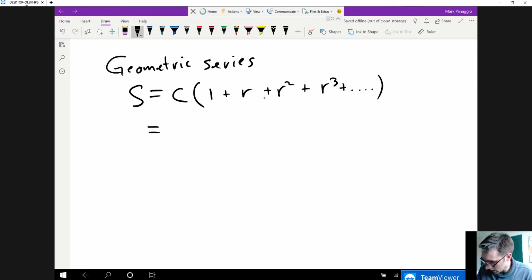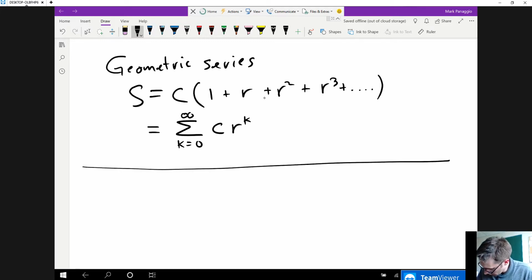And we can write this using sigma notation as the sum of a constant times r to the k, where k goes from 0 all the way on up to infinity. And we start with 0 because r to the 0 is 1, and that includes this constant term with no r's in it. Okay, so that's called a geometric series. And notice here we can think of that as summing the terms of a sequence where the terms in the sequence that we're adding are just a constant times r raised to a power.